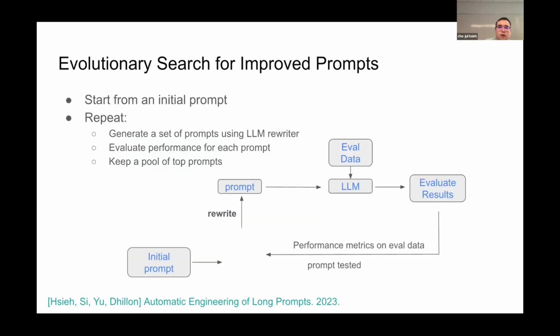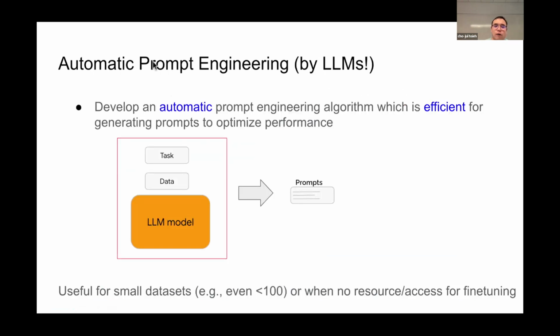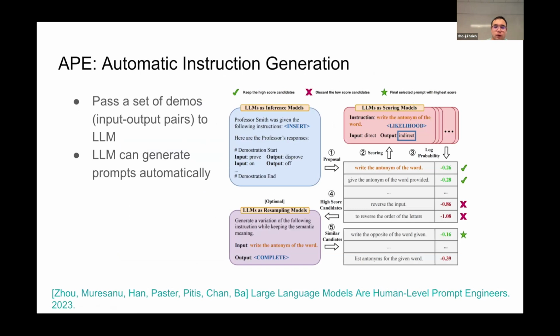Okay. So in the next few slides, I will talk about a few automatic prompt engineering algorithms. All of them share a similar thing: they are trying to use the LLM itself for prompt engineering. The first work is called APE.